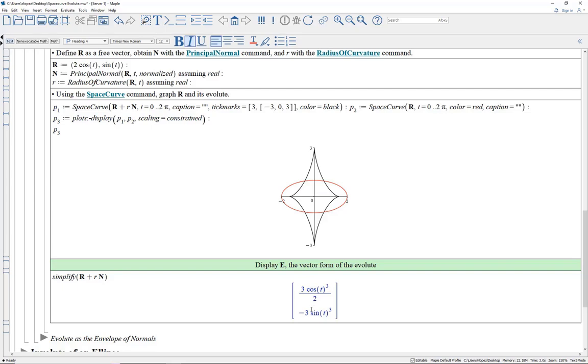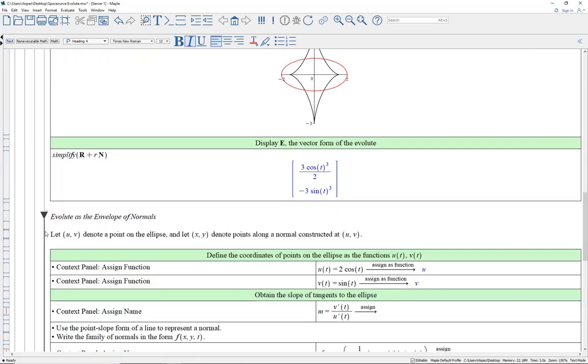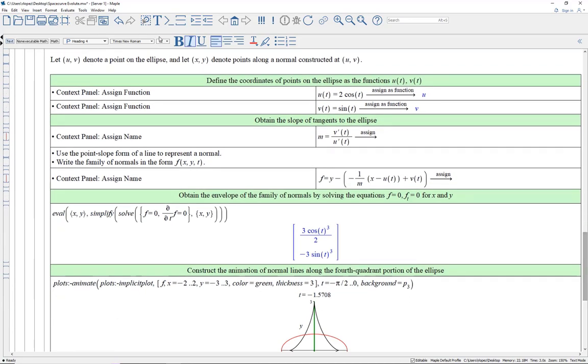And what I want to show is that when I do it as an envelope of the normals, I get the same expression, same vector. Okay, so now let's do the equivalent calculation for the evolute as an envelope of the normals. UV is a point on the ellipse. XY will be the coordinates of a point along the normal that we're going to construct at UV.